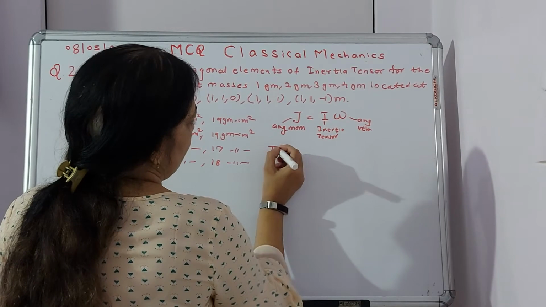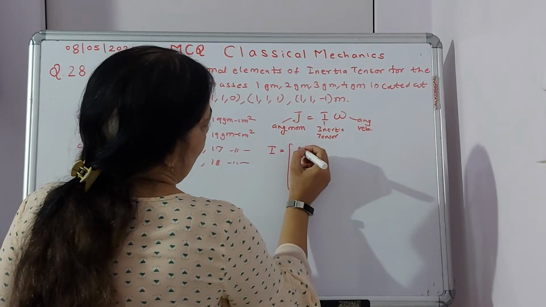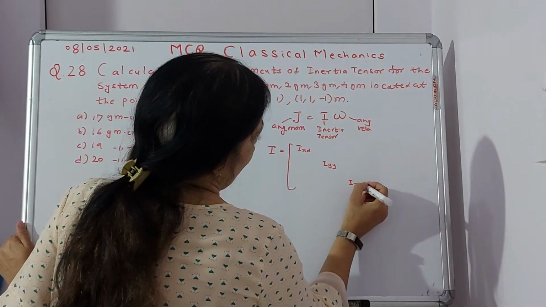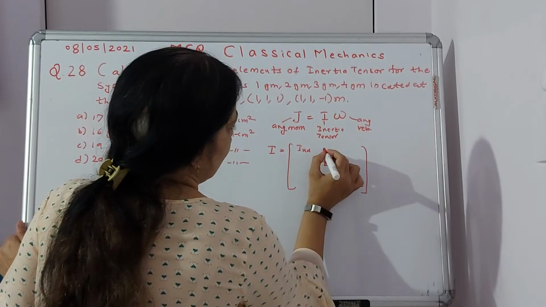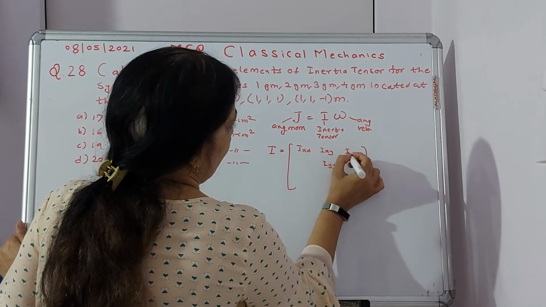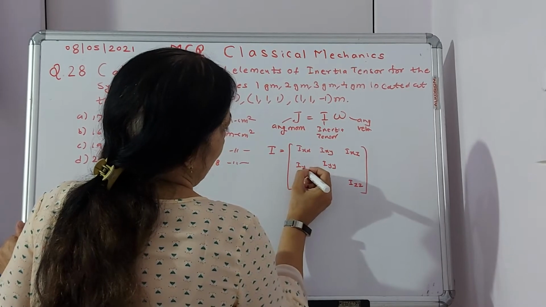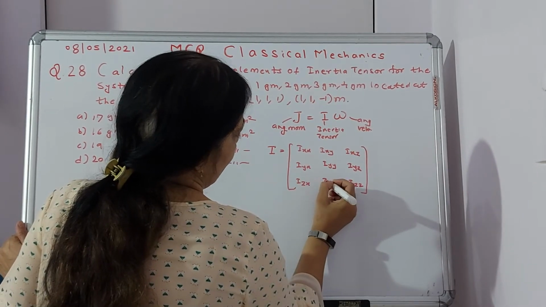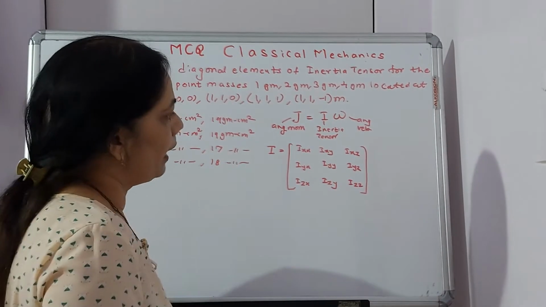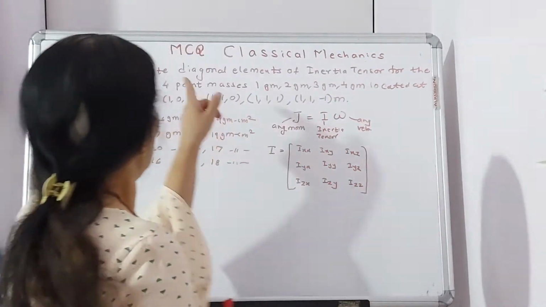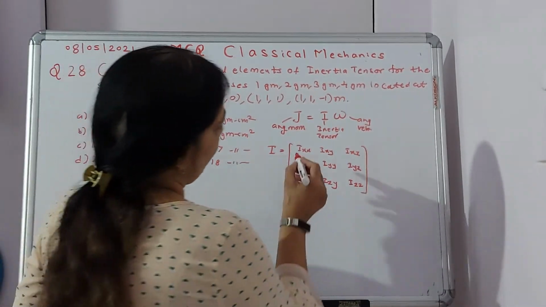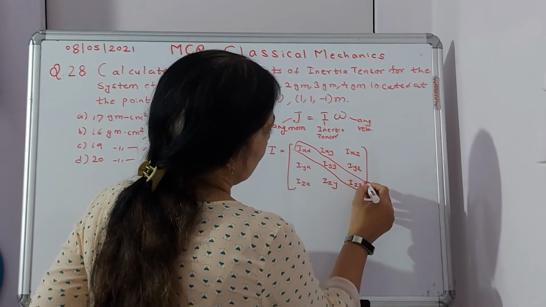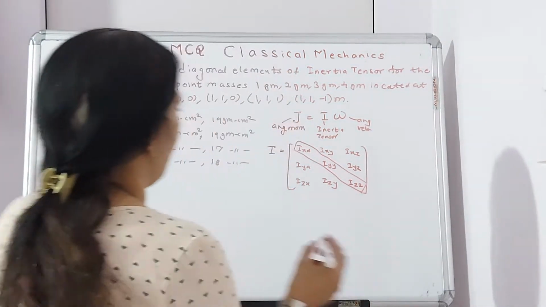So this inertia tensor matrix actually is like this. Ixx, Iyy, and Izz, right? This should be Ixy, Ixz, Iyx, Iyz, Izx, Izy, and Izz. What is asked? The diagonal elements of it. So we need to find out these three elements. Correct. What is the formula for Ixx?